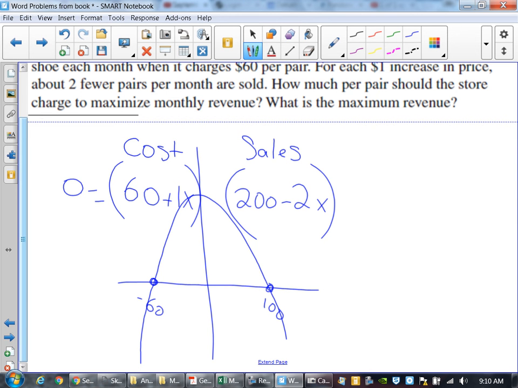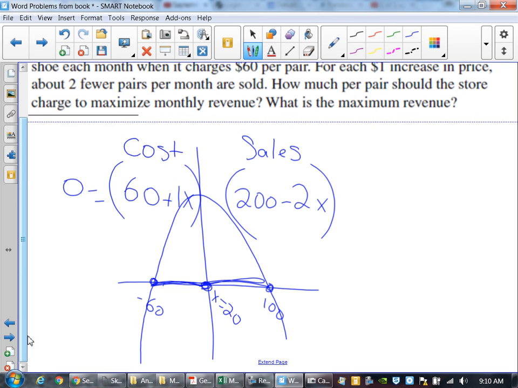So what's negative 60 plus 100? 40. It actually would be the other way around. Now I can see it's 40. So the halfway point here, if you add 100 to negative 60, you get 40. Half of 40 is 20. So at x equals 20 is the halfway point between here and here, which means plug that into x.